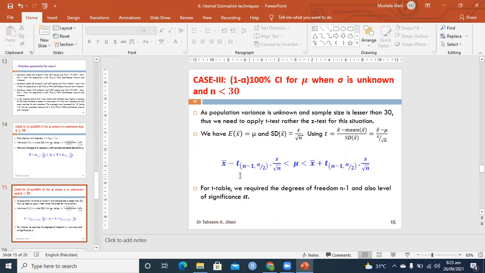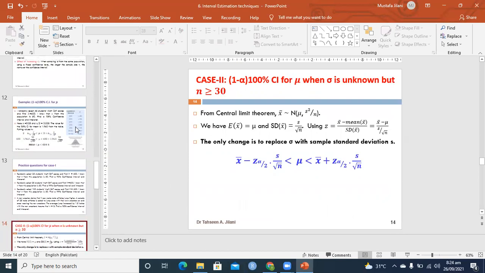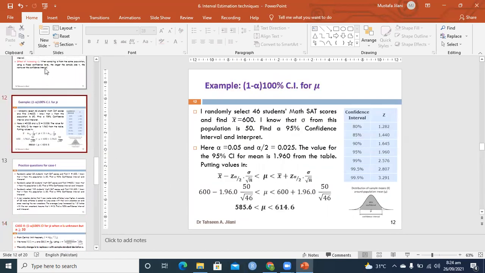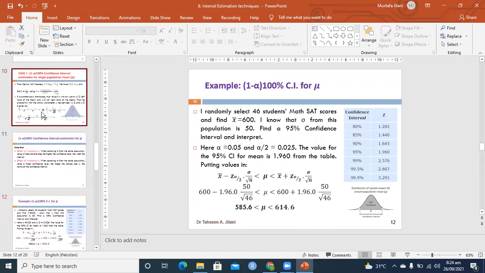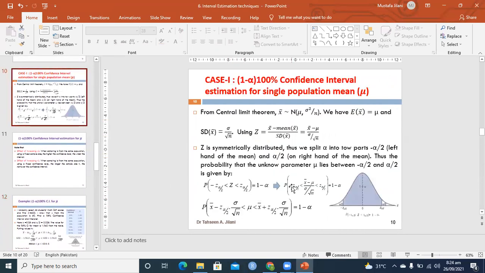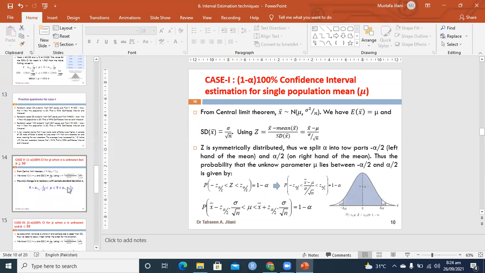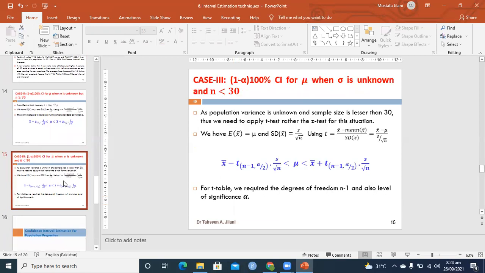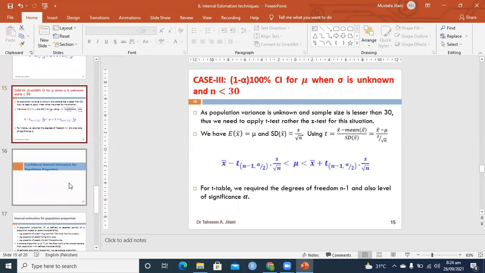Everything is similar except that now in place of Z we are using T, in place of sigma we are using S. The derivation for this one and this one are same as the one we have seen in slide number 10. Same thing, you just have to replace T or replace Z in this formula. But we are not concerned much about the derivations. We will solve the numericals. So I will continue with the third video.